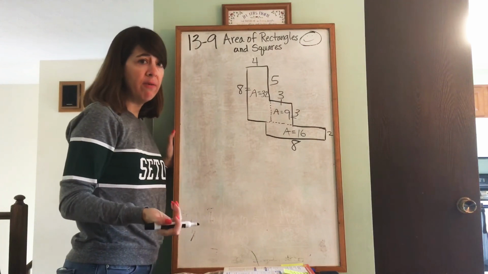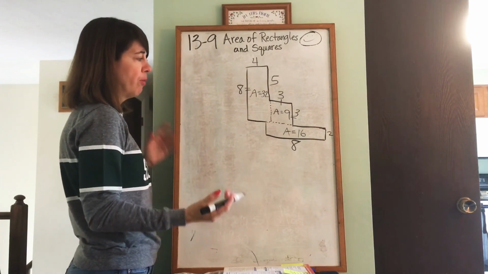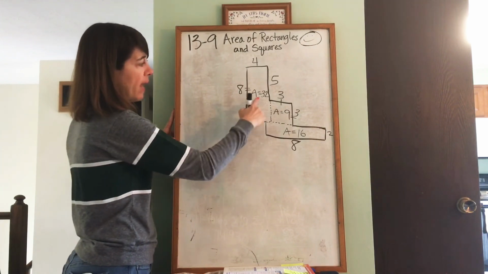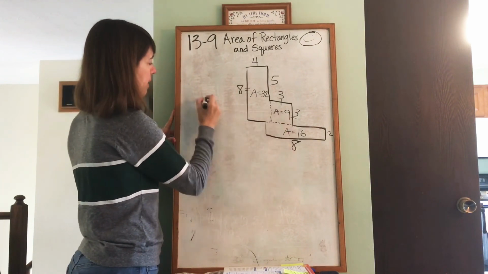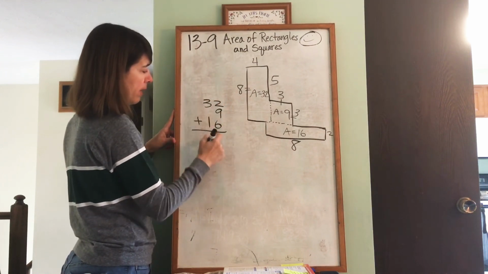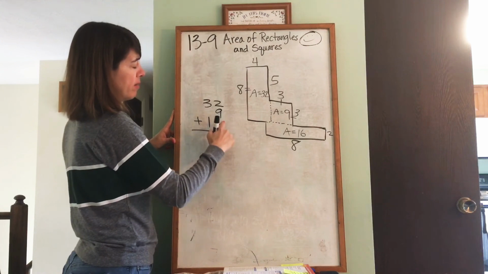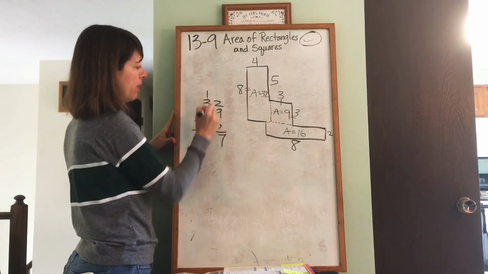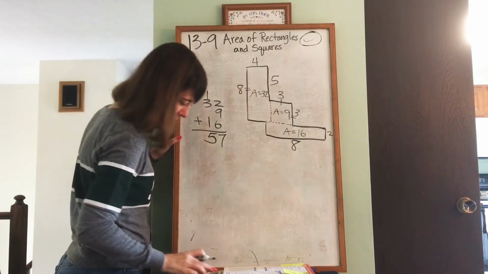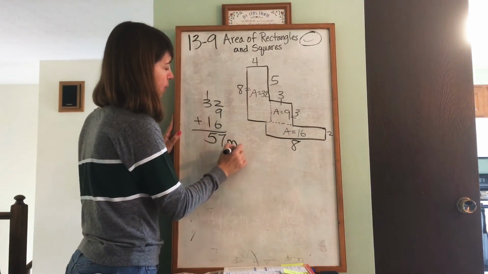Now that we have the individual areas, we need to bring all of those together to get the area of the entire figure. So we're going to add them, 32 and 9 and 16. Just jot those down somewhere, 32, 9, and 16. So we've got 9 and 6 is 15, 2 more is 17, carry the 1, 1 and 3 is 4, 1 more is 5, 57 meters is what that was.